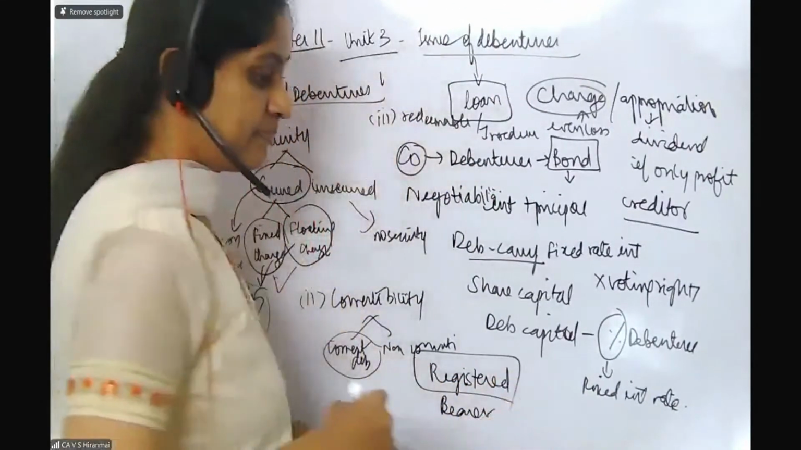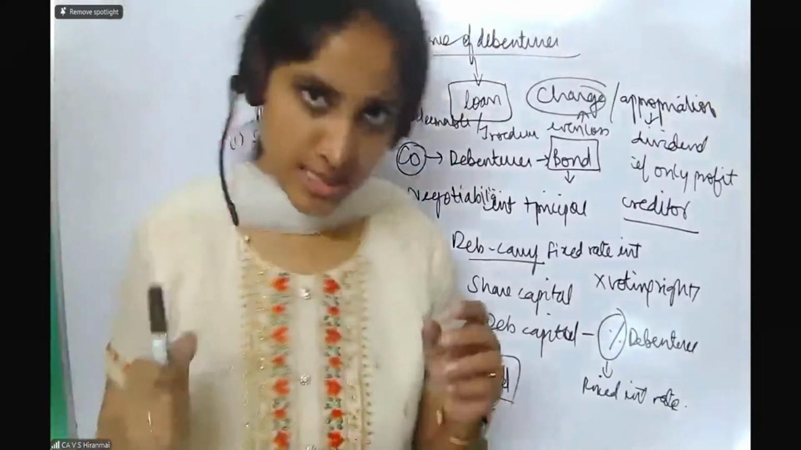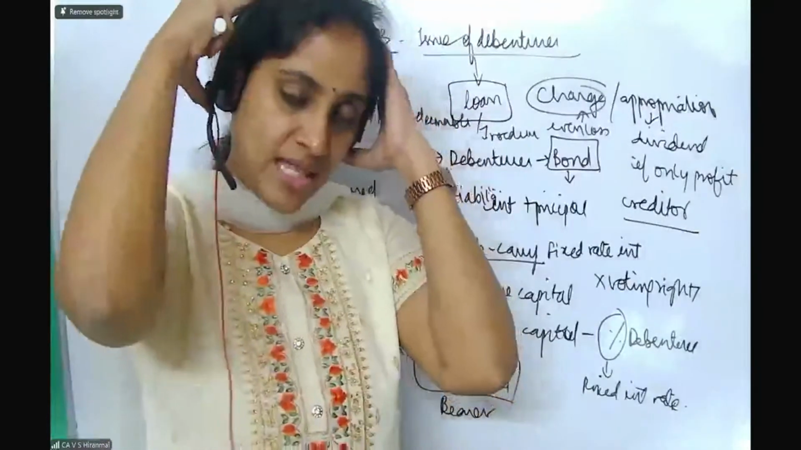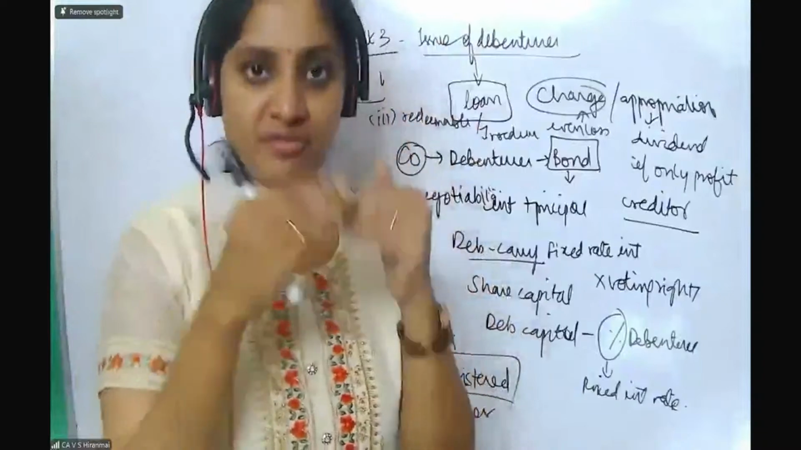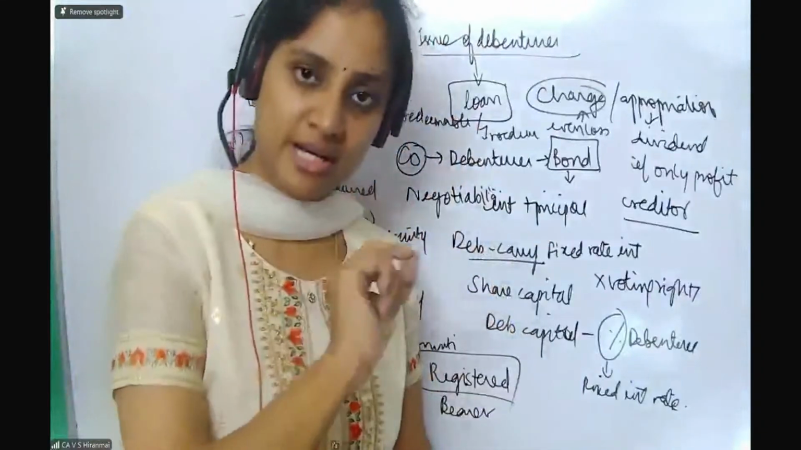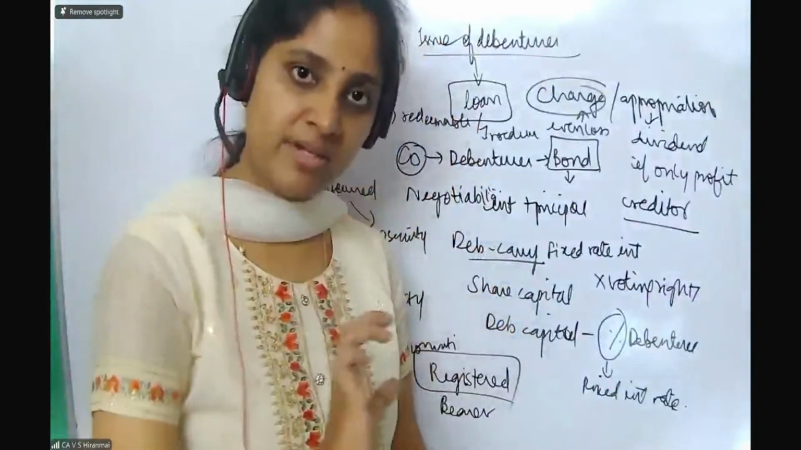What is registered? When you are purchasing the debentures of a company, the debenture register of the company will make a note of your name, address, details, contact number, everything.